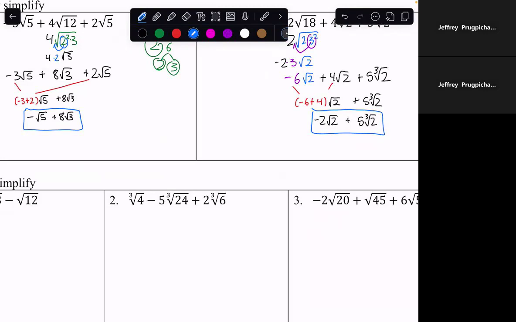You just keep whatever similar this term.